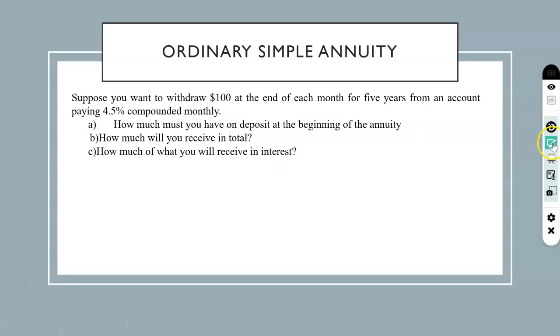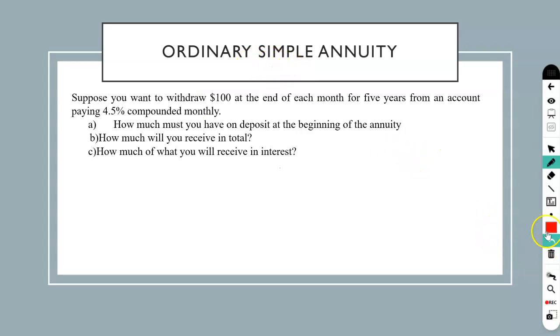So first, we always need to check whether your interest compounding period and payment period are the same or not. That is, whether your annuity is an ordinary simple annuity or not. So we can see here that interest is compounded monthly and the payment period is also monthly. So these two are the same, and therefore it is an ordinary simple annuity.